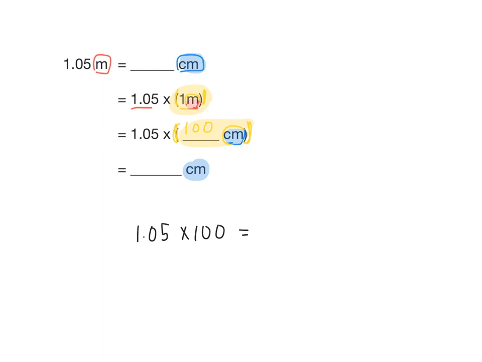So 1.05 times 100 is 105. So therefore, 1.05 meters is the same as 105 centimeters. And there's our final answer. We did the conversion. We've converted or changed from meters to centimeters.